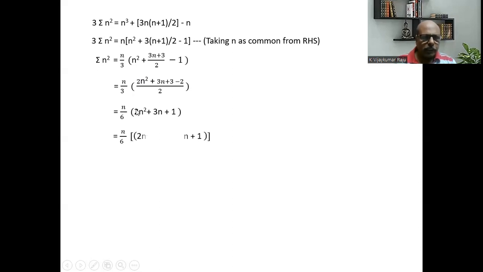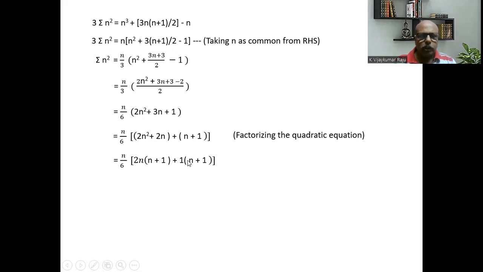Now let us try to factorize this. So we are splitting this middle term. 3n as 2n plus n. When you split the middle term as 2n plus n, take these two terms in a bracket, take these two and take out common from these two. Factorizing the quadratic equation. So if you see here, 2n is common here. Take out 2n. So 1 plus, common nothing is there, so write 1 and n plus 1. n plus 1 is common here. So again take out common. So you will have n plus 1 into 2n plus 1 into n by 6.